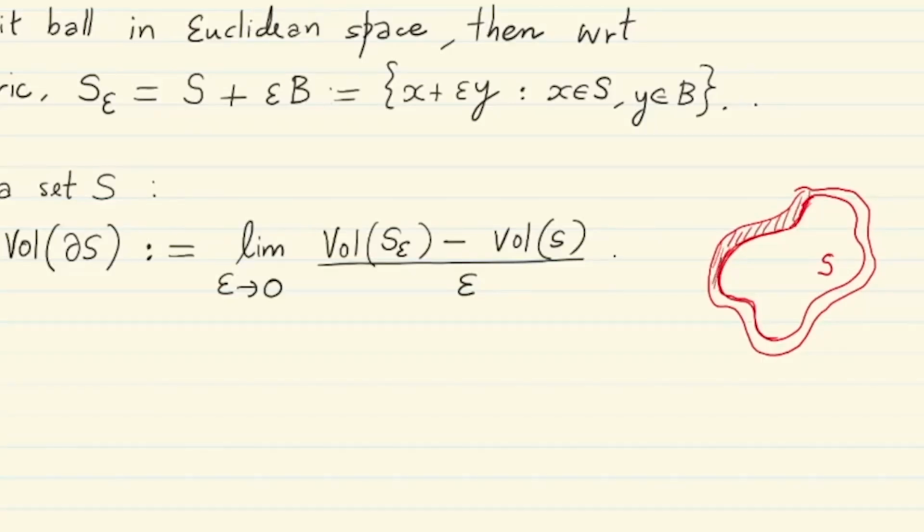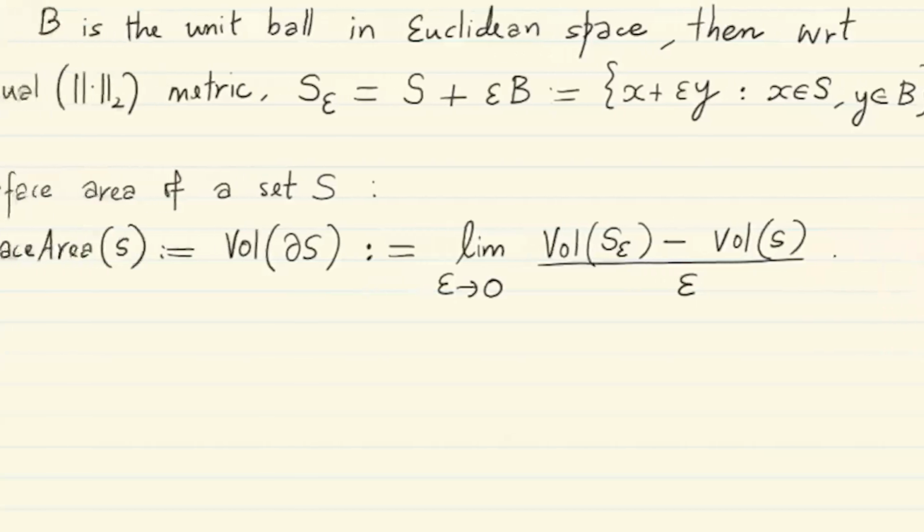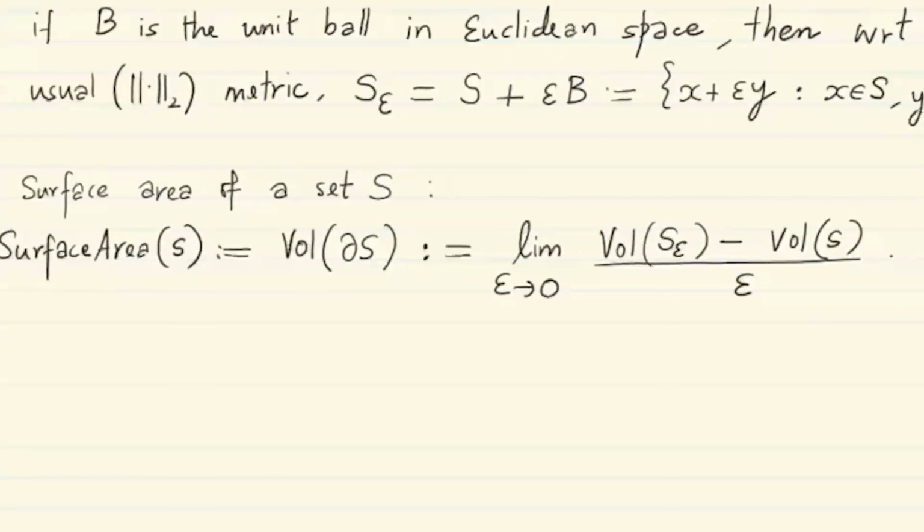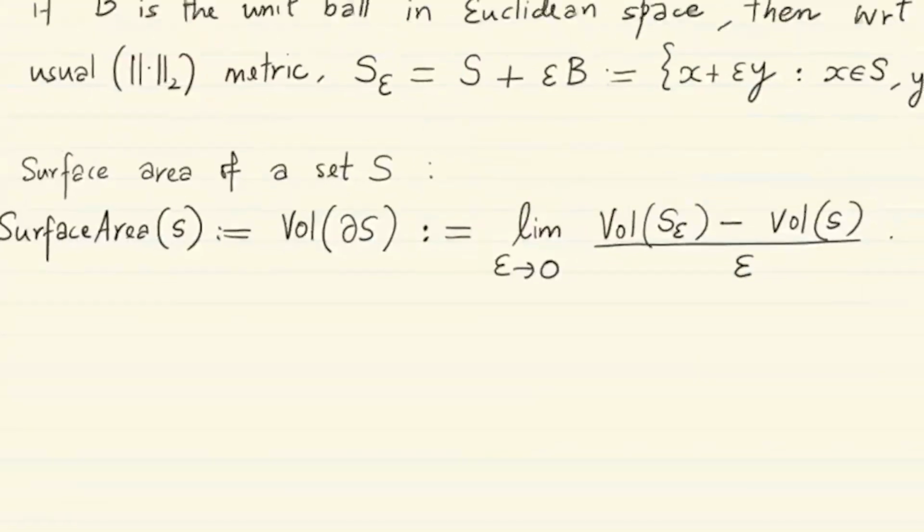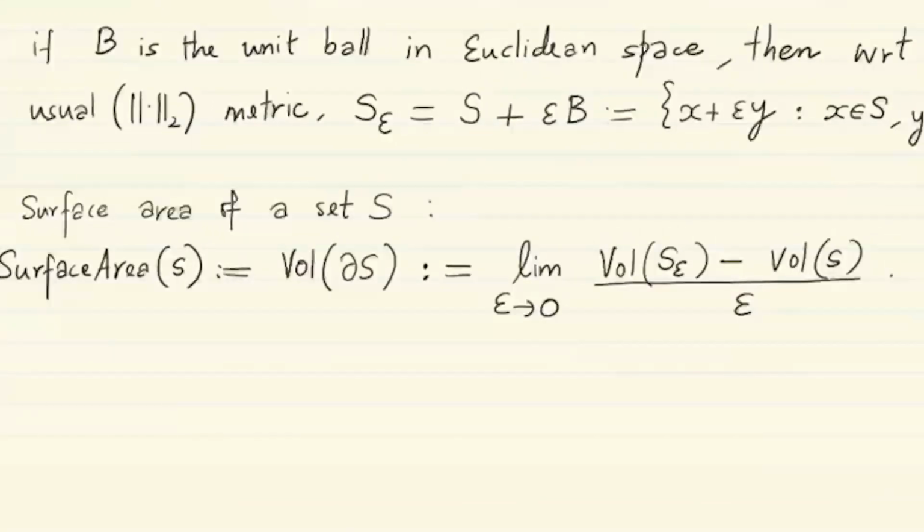The volume of the epsilon blow up of S minus the volume of S in some sense is going to give us a measure of the difference area, which is the shaded area here, okay, and that's what the surface area ends up measuring. So by the way, we are not going to be technically very precise and assume that these limits exist, but one can always show that for an appropriate class of bodies or sets S, such a surface area measure is well defined in the sense that the limit exists.